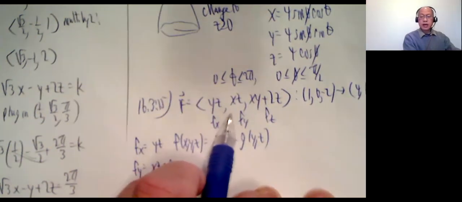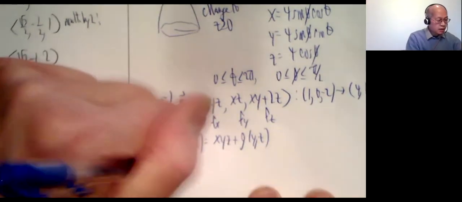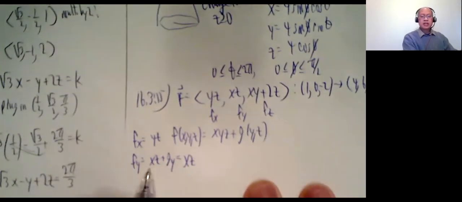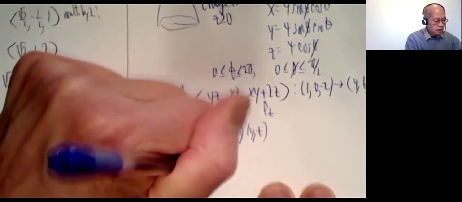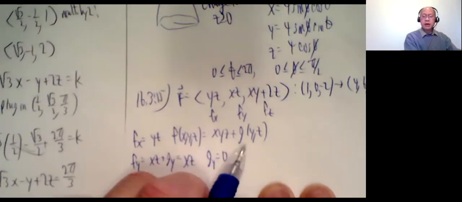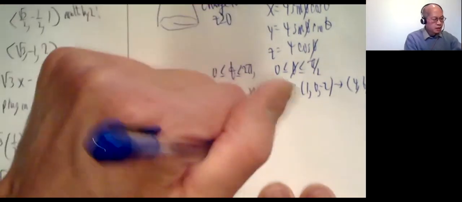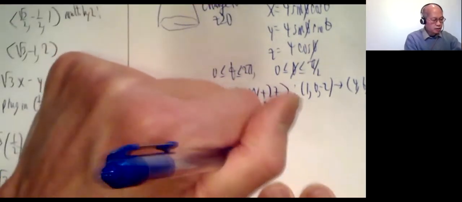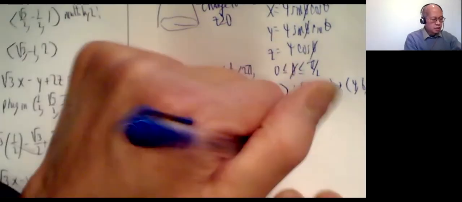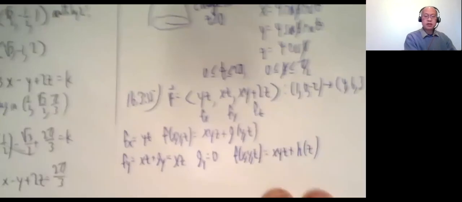And then I compare it with the Fy here. It has to equal xz. So if xz plus g sub y equals xz, that means g sub y is 0. But it still might be a function of z. Okay, so that means f of x, y, z now becomes xyz plus h of z.